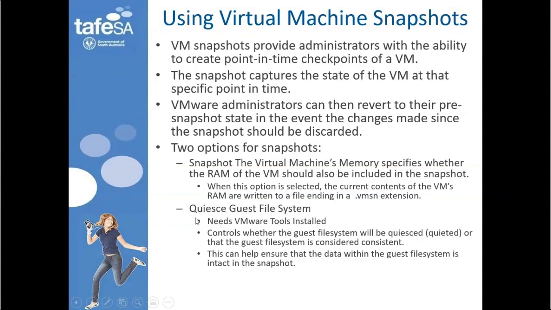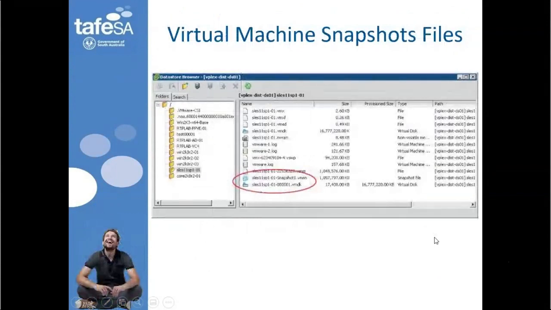So, quiesce guest file systems. Again, quiesce means keep them happy. So we need VMware Tools to take a snapshot of the virtual machine while it's running. Quiescence basically controls whether the guest file system will be quieted, or the guest operating system is considered consistent. This can ensure that the data within the guest file system is intact for the snapshot. So that's the same word again, quiesce. It quietens them down.